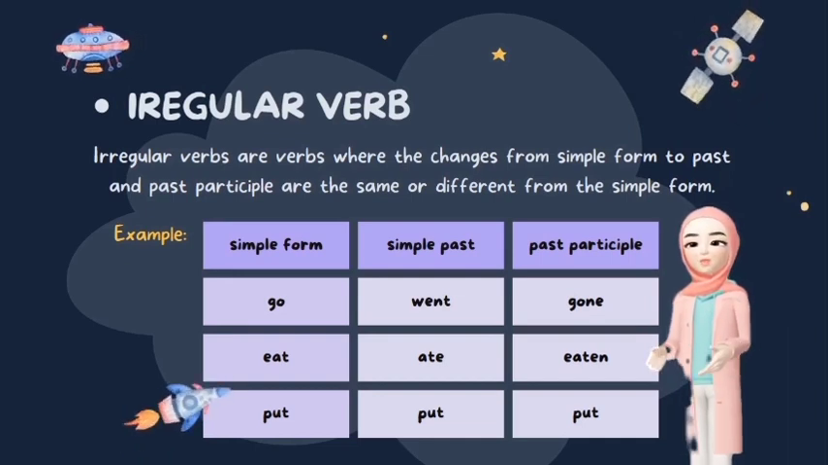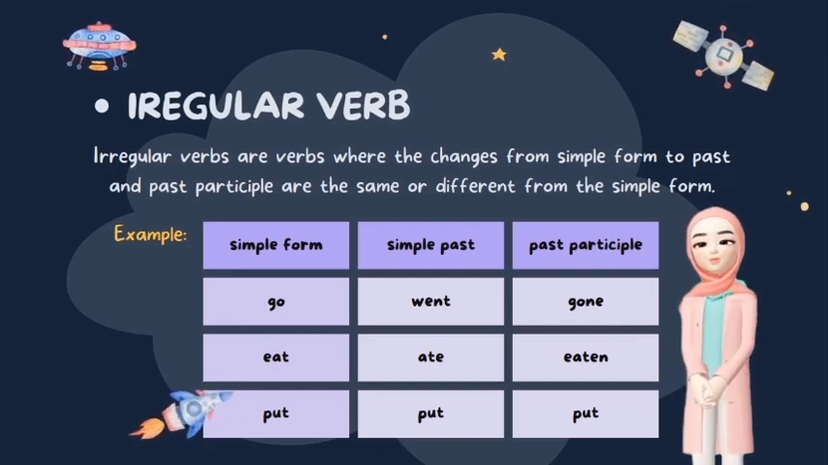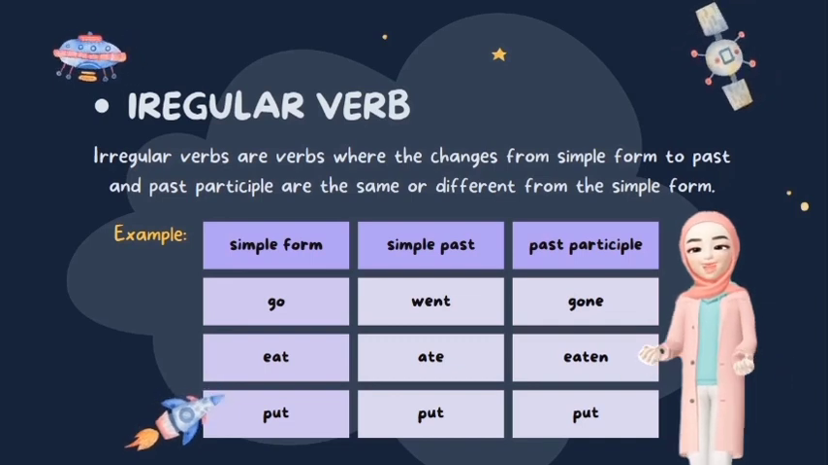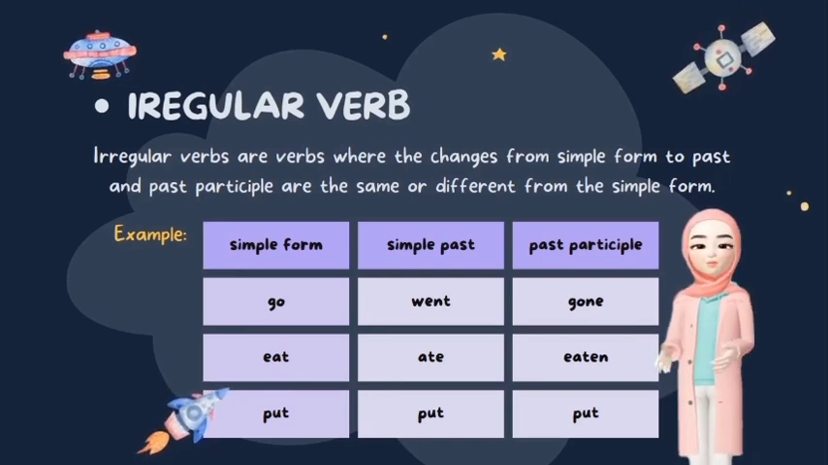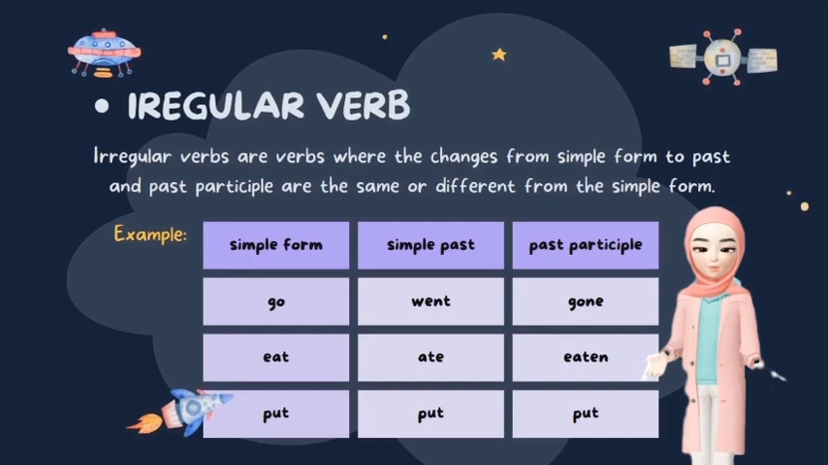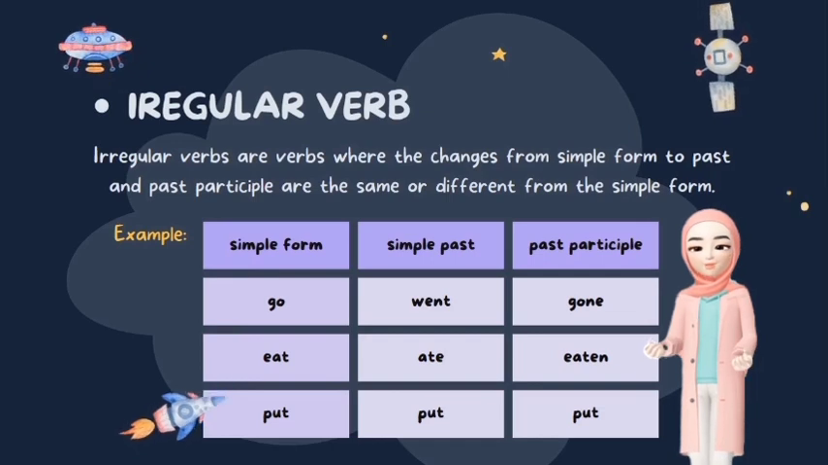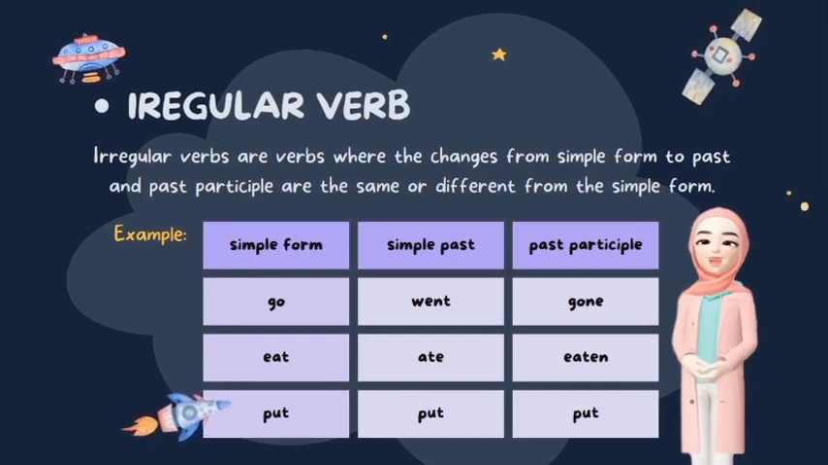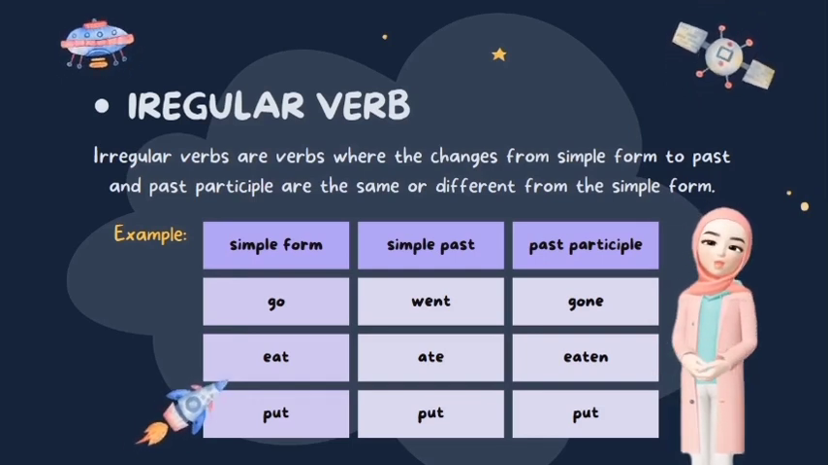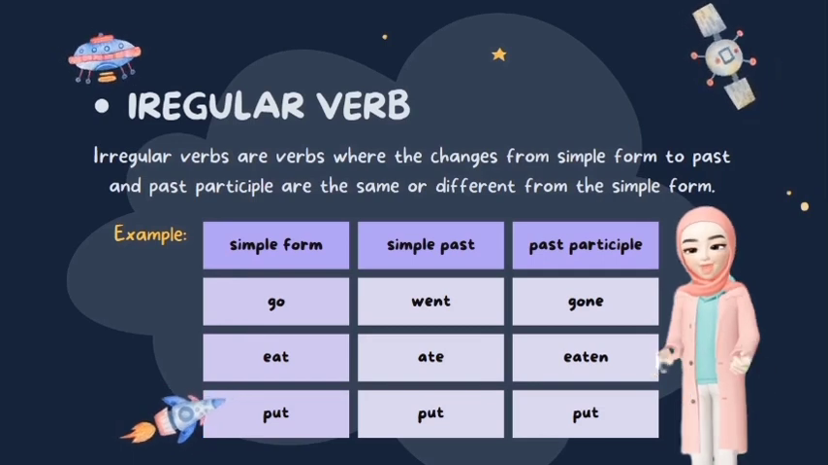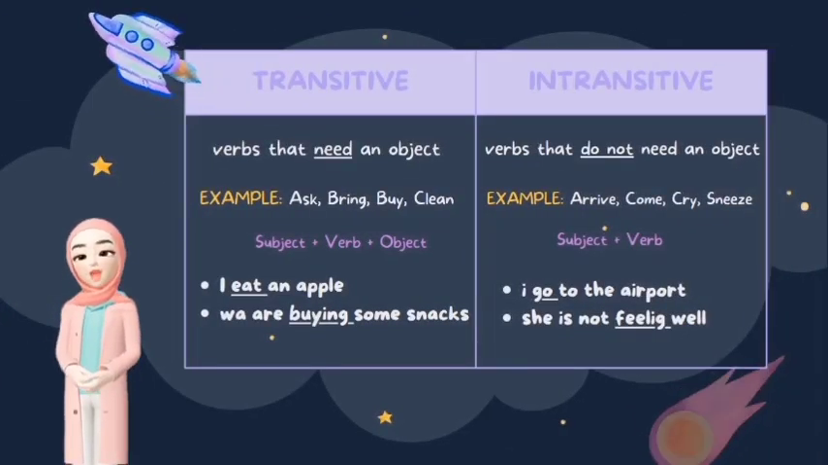For example, the simple form of the word go. The simple past is went and the past participle is gone, so it is completely different from the first form, which is go. Then the second example is the word eat. The simple past form is ate and the past participle form is eaten. You can see here the difference in the word eat. The first, second, and third forms are completely different, so nothing is the same. Now, there are also forms like this third example, put, where the first verb form or simple form is put, and the simple past form and past participle are the same, so there is no change in put, first, second, and third.